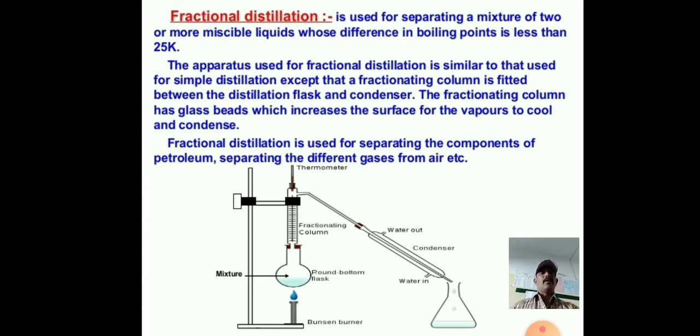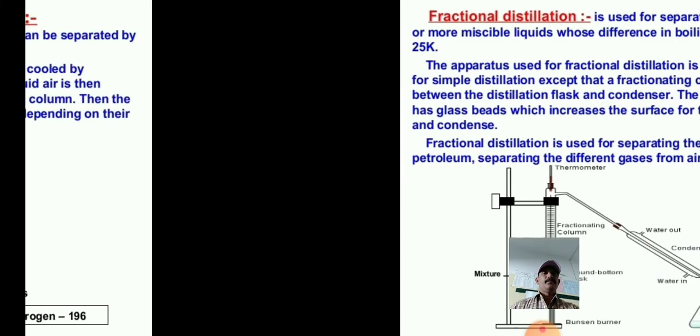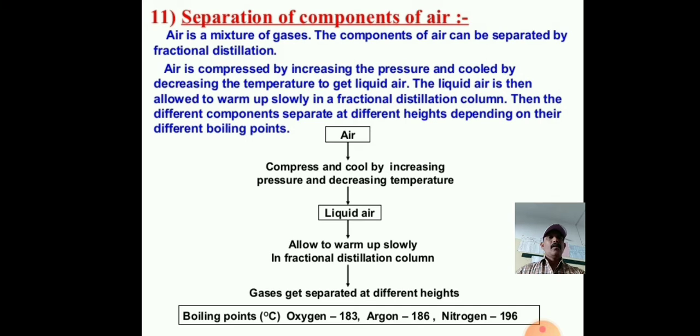Next slide we will observe. The next slide shows the separation of components of air. So, what do you mean by air? Air is a mixture of gases. We can say air is a homogeneous mixture because it contains many gases. For example, 21% of oxygen is there, 78% of nitrogen is there.